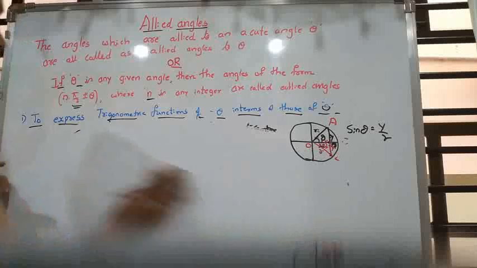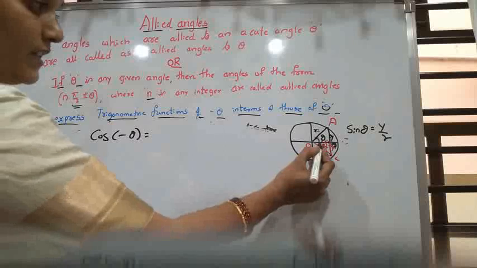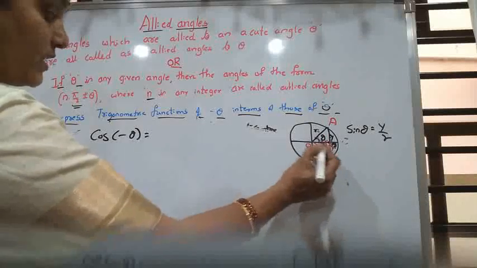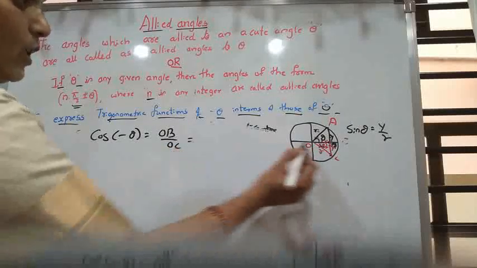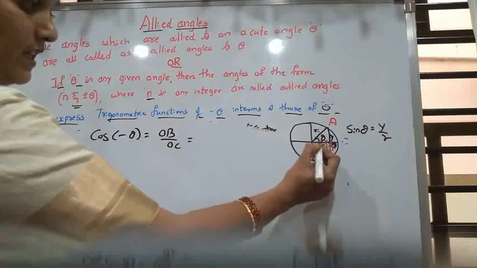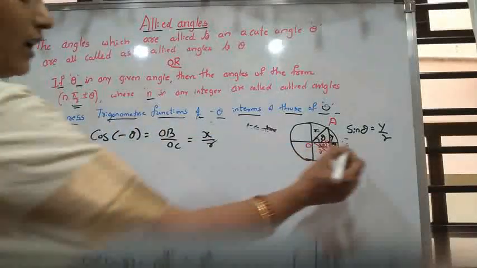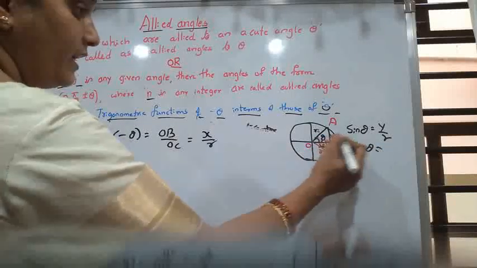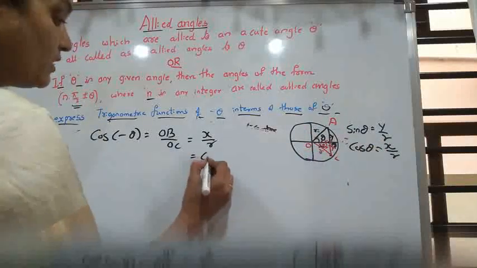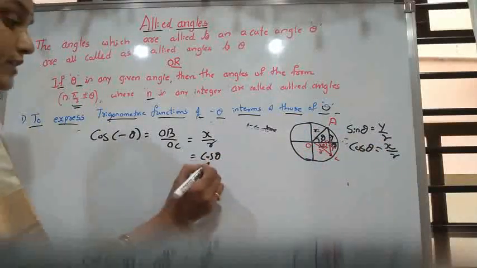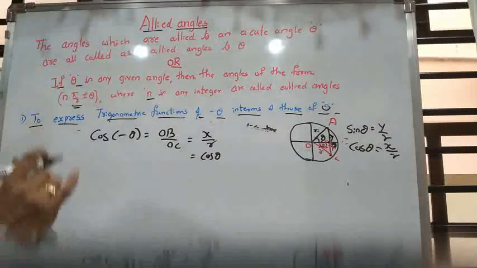Similarly, for cos of minus theta, if this is my reference angle, the side adjacent to this is OB upon the hypotenuse, which is OC. OB I have chosen as x. The same x is for this side also, so it is x by r. You know, for angle theta, what is the ratio for cos theta? Adjacent side to hypotenuse. So, this is cos theta. Thus, cos of minus theta will not be minus cos theta. It is cos of minus theta is cos theta.